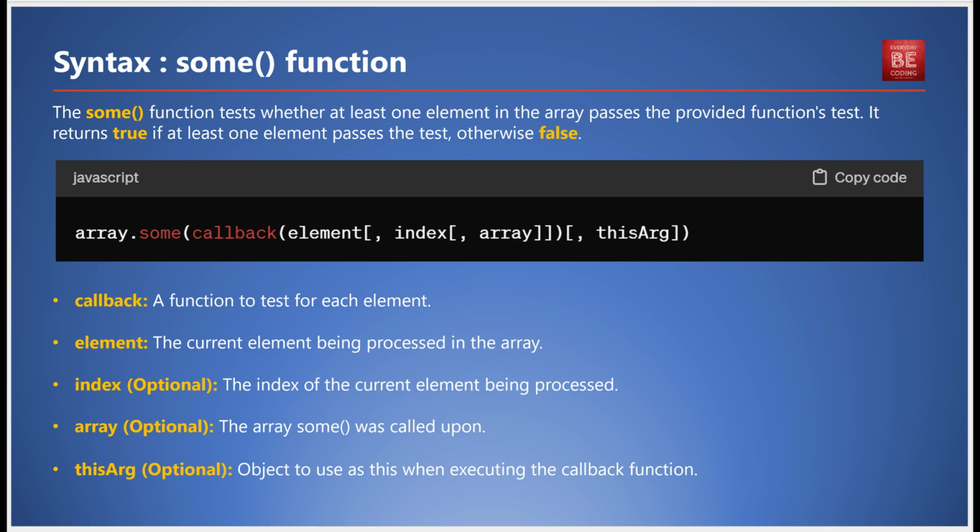The some function is a little more lenient. It tests whether at least one element in the array passes the test provided by a function. If at least one element passes the test, it celebrates by returning true. If not, it sadly returns false.